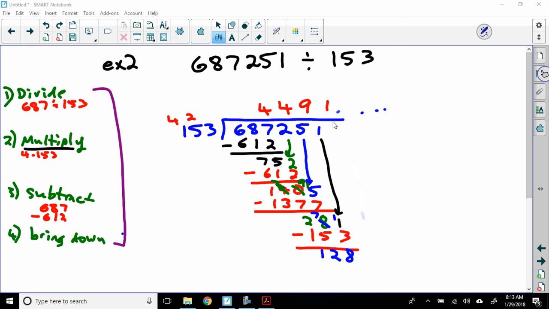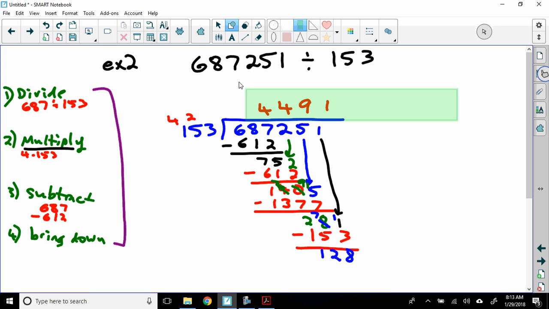Because I know that I'm going to end up with an answer that's really, truly a mixed number, right? It's 44, 91, and what's the fraction? 128 over 153. Does that make sense? The process? We feel all right about it?